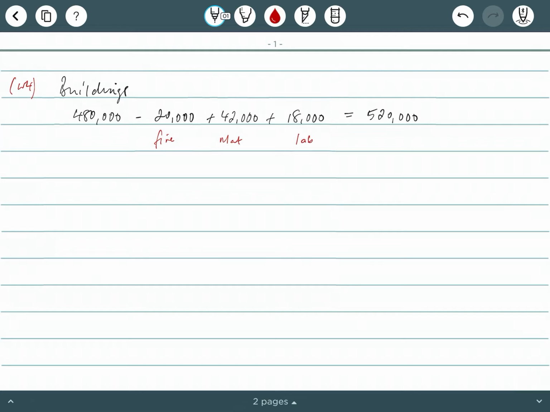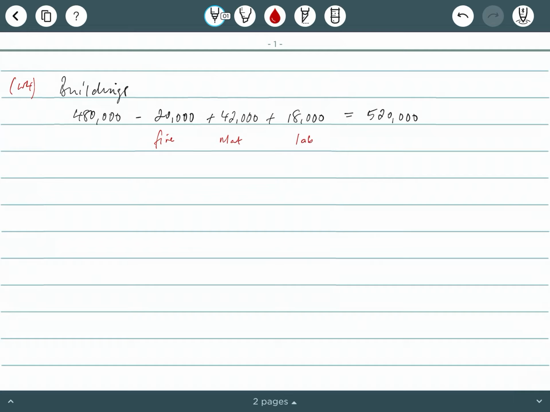So you take away the 20,000 because you lost that due to a fire, so it's not worth that anymore. But you take materials of 42,000 of your own stock and you put that into the new building. So that has to be obviously what the new building is worth. And you don't forget the labour that was put into it, there was 18 grand worth of labour put into the building. So that's additional worth towards the building. So your building is now worth 520,000.